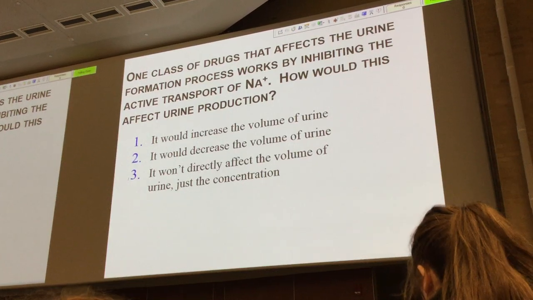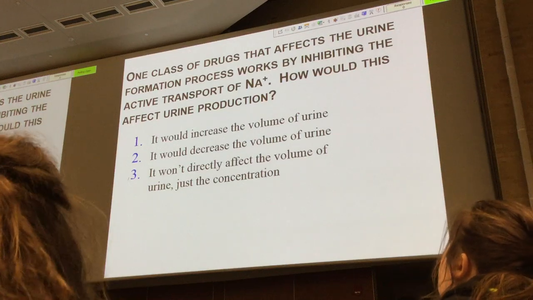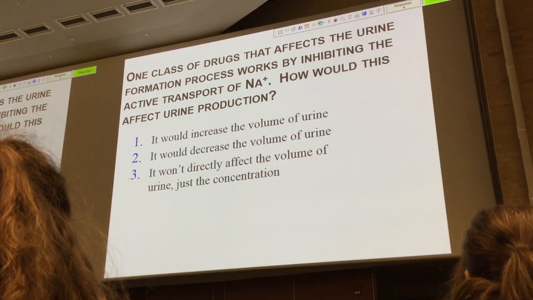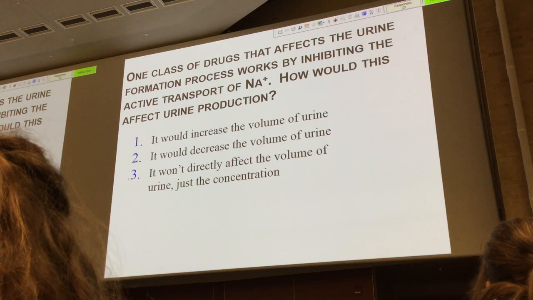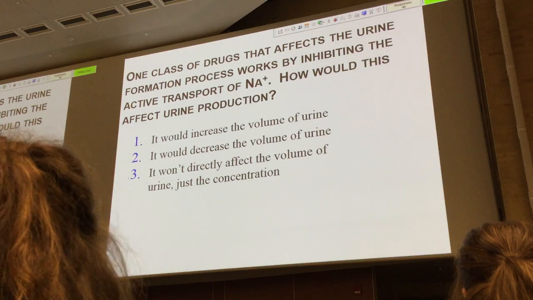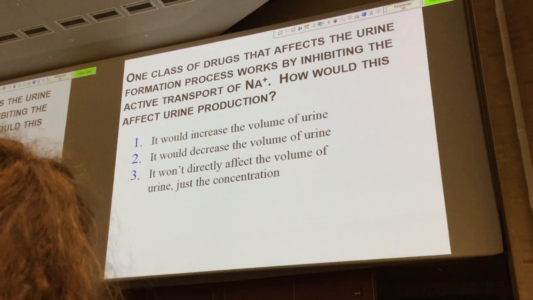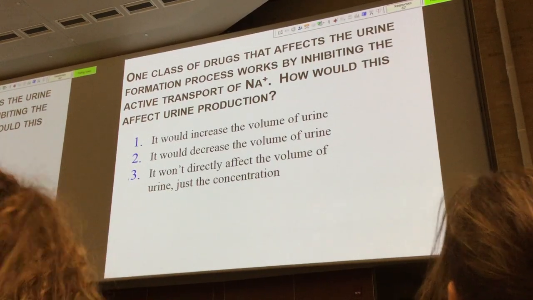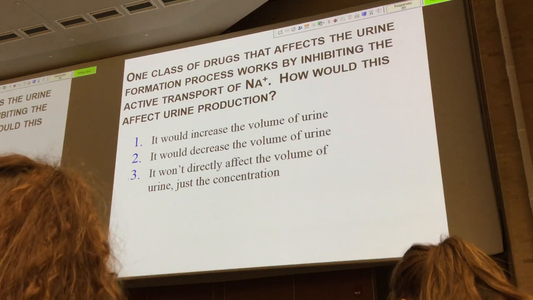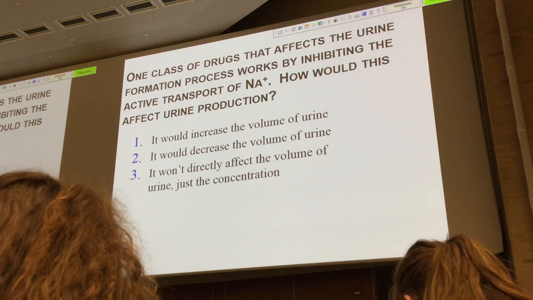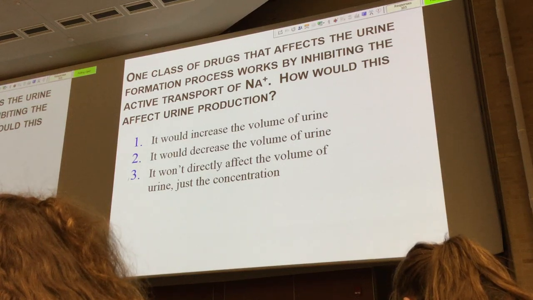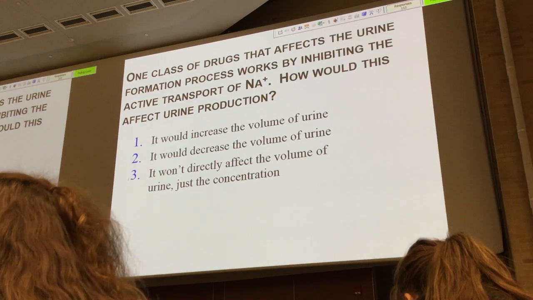Okay, here's your next question. Secondary transport that the antiport helps. So raise your hand if you have questions. If you have questions, ladies.